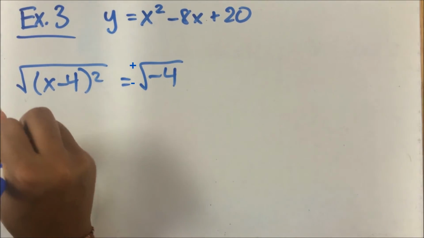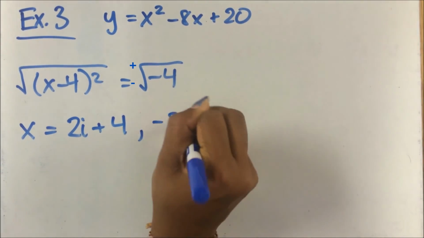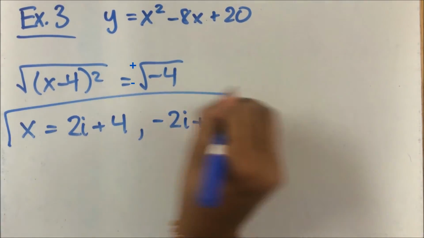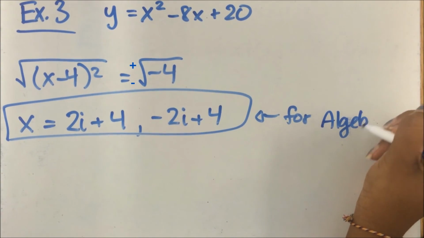If you're in Algebra 2, you can continue with the problem using imaginary numbers. The square root of negative 4 becomes plus or minus 2i. By adding 4 to both sides, you get x equals 2i plus 4 and negative 2i plus 4.